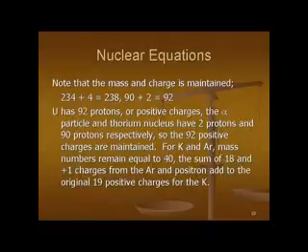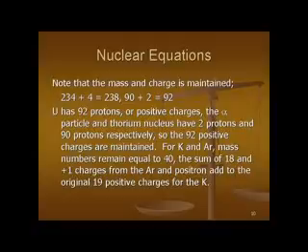When we're writing nuclear equations, one of the things that we want to emphasize is that when we write Z, which is the atomic number, it represents the number of positive charges, and that charge has to be conserved on both sides of the equation. So as we look at these from the previous slide, the mass and charge is maintained for uranium. 234 plus 4 equals 238. 90 plus 2 is equal to 92. Uranium has 92 protons or positive charges. The alpha particle and thorium nucleus have 2 protons and 90 protons respectively, so the 92 positive charges are maintained.